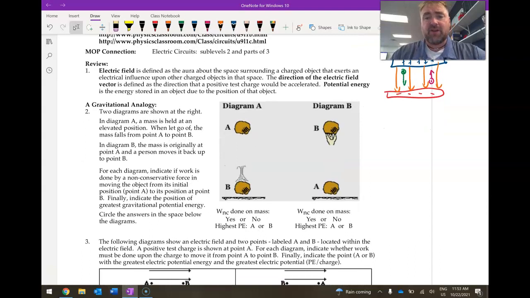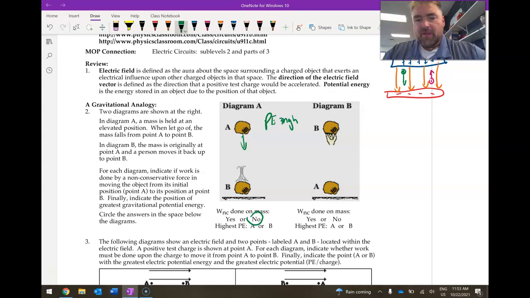We have two diagrams, diagram A and diagram B, and here we have the rock that's going to fall down. Is there work done on the mass? Not by us. When it talks about this NC, they're talking about a non-conservative force. Basically, are we doing work on it? The answer is no. But because of how we define potential energy, PE is equal to mgh, we know the highest potential energy is going to be at point A.